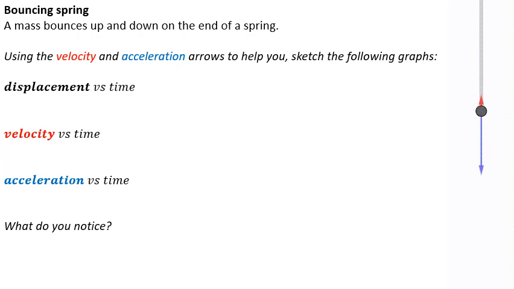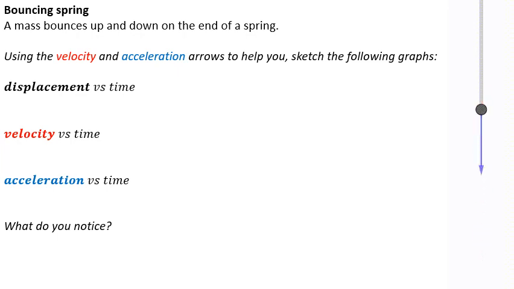But first, let's look at a mass bouncing on a spring. I'm ignoring a few things here. We're going to treat this as if the only force acting is the restoring force of the spring. This particular spring stretches and then pulls when it's under tension, and it squashes and then pushes while it's under compression. We've got velocity and acceleration arrows.